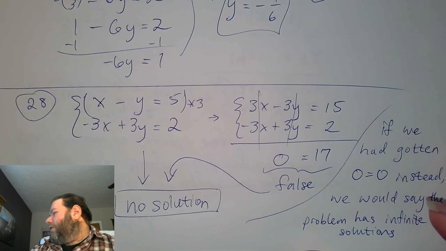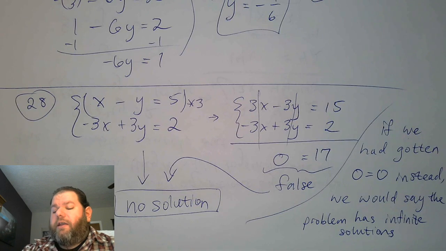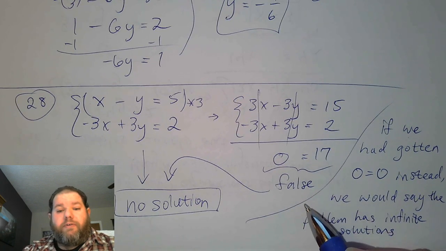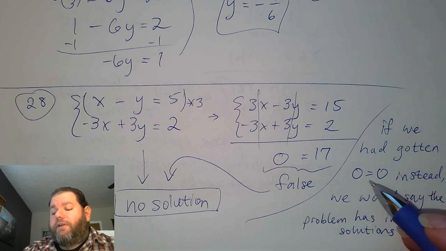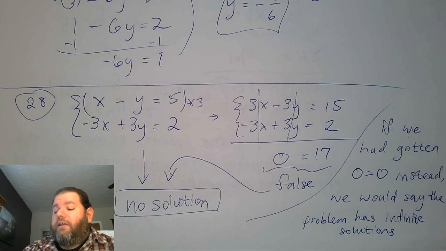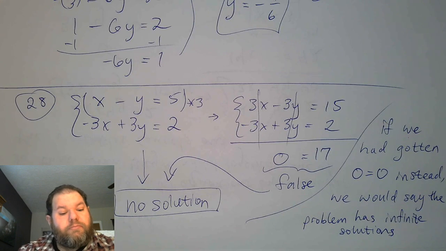So it really matters which scenario we end up with. Either 0 equals 17 or some other number that's not 0, that's a false statement. Or if we get two identical numbers, 0 equals 0 is usually what we get instead, then we would say it has infinite solutions based on that. Alright, I just want to work one more problem.